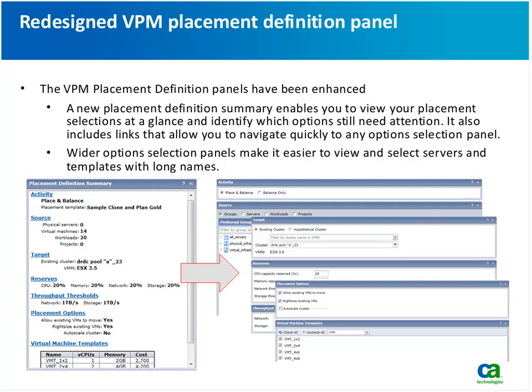As you can see on the left side, the placement definition summary view will guide users through various activities: select source, select target, do reserve definition, throughput definition, and at the end, it gives you a list of virtual machine templates of your choice. On the right side, you can see a list of screens with much expanded real estate to see the information related to each selection. All this information is in the service pack right now with the redesigned VPM placement definition panel.